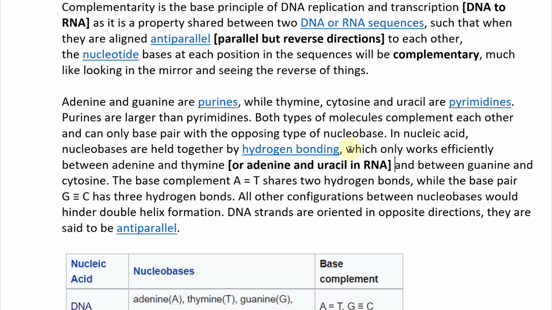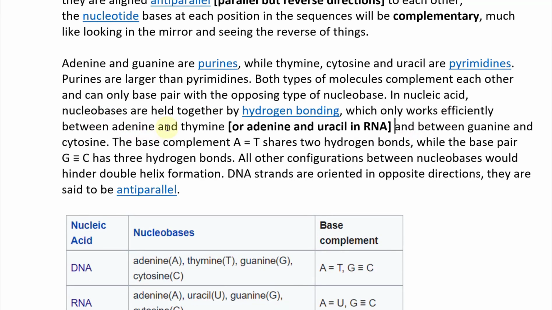So in nucleic acid, nucleobases are held together by hydrogen bonding, which only works efficiently between adenine and thymine, or adenine and uracil in RNA. This is for DNA, and between guanine and cytosine in DNA. The base complement A equals T shares two hydrogen bonds, so that's two hydrogen bonds there. While the base pair G, and then this three-line equal sign, C has three hydrogen bonds.